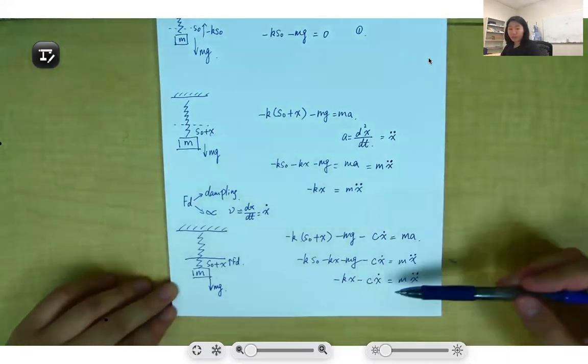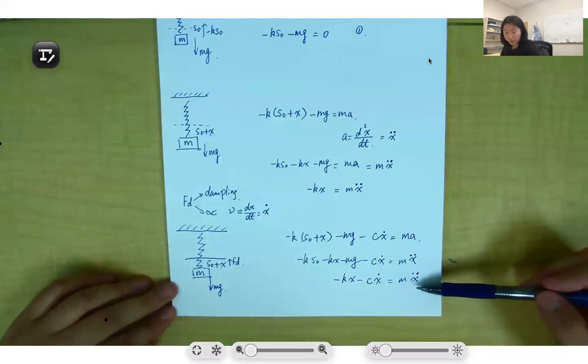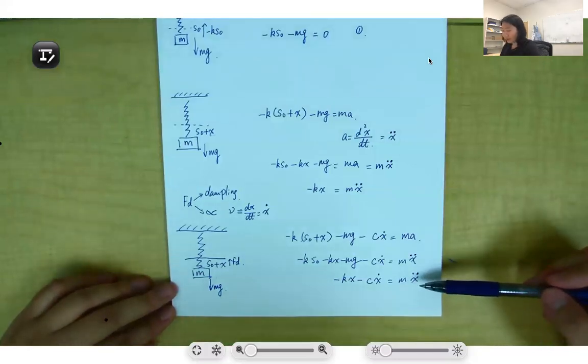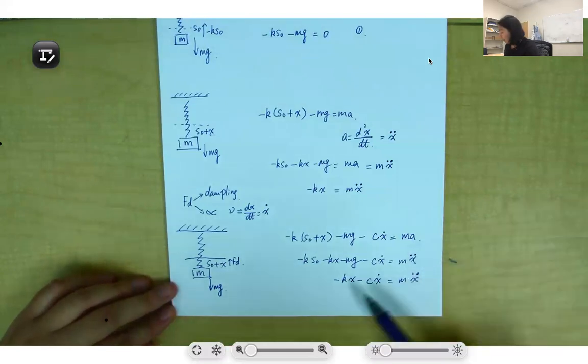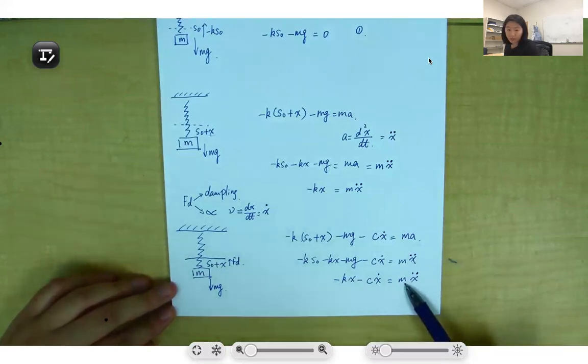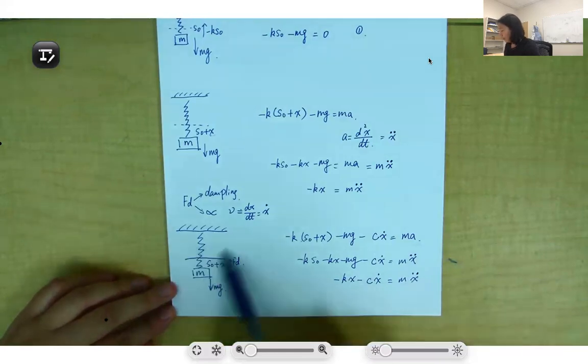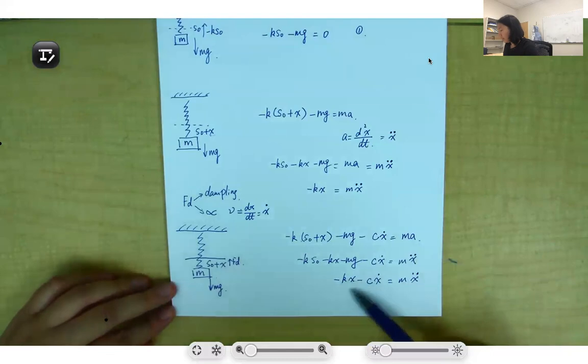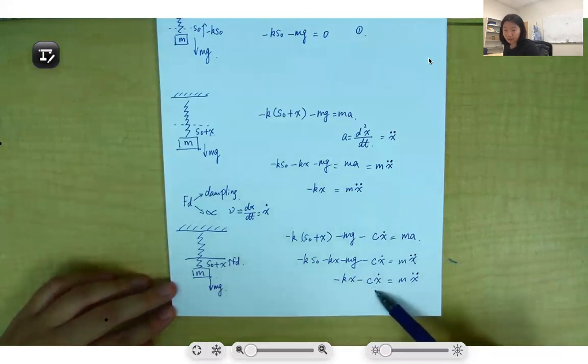So after the damping, it's still a second order ODE. And it is a linear ODE because k, c, and m are basically constants, determined by the spring and damper only. So we can treat them as constants. When the coefficients are only constant, this is a linear second order ODE.